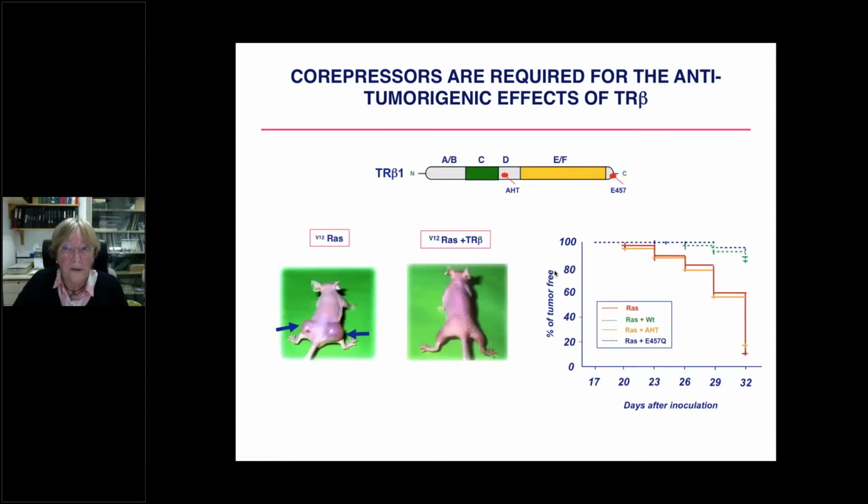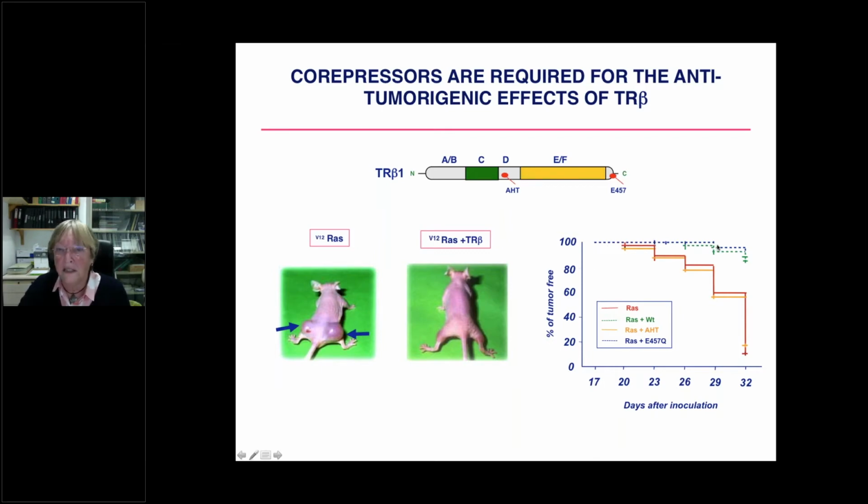And the same happened when we look at the antitumorigenic effects of TR-beta. We conducted xenograft assays with fibroblasts expressing RAS, and as expected, they develop big tumors after some weeks. However, when the cells express RAS together with TR-beta, the tumor formation was abolished, as you can see here.